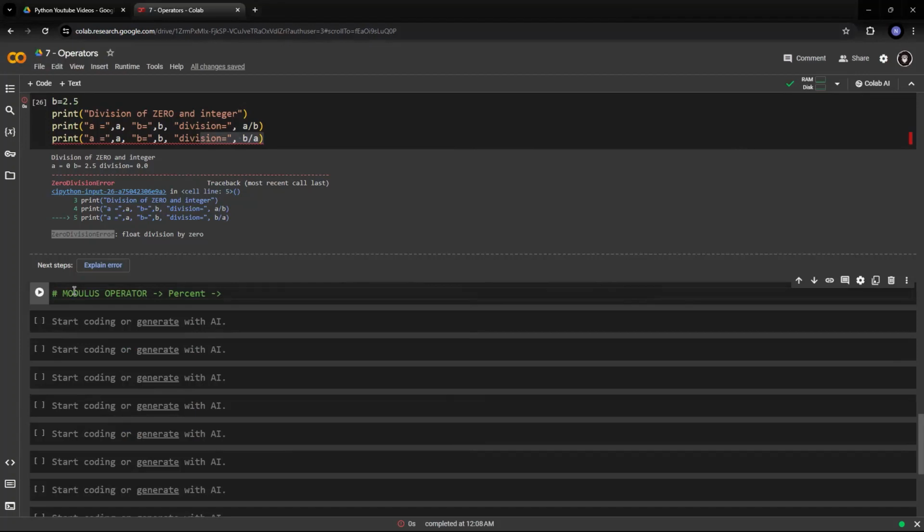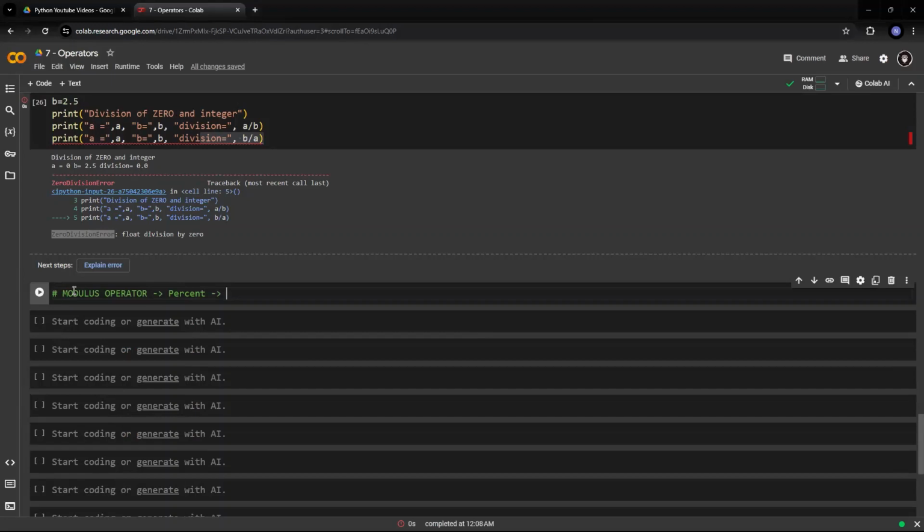If someone has done mathematics where you divide a particular number and there is something remaining, that is called a remainder. It returns that remainder. The result of the modulus operator is the number that remains after the integer quotient. To give an example, when 10 is divided by 3, the quotient is 3 and the remainder is 1. Because 3 into 3 is 9, and if I subtract 9 from 10, the remainder is 1. So the result of the modulus operator is 1.